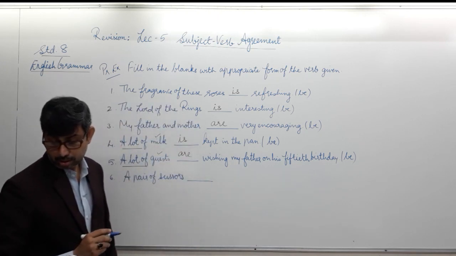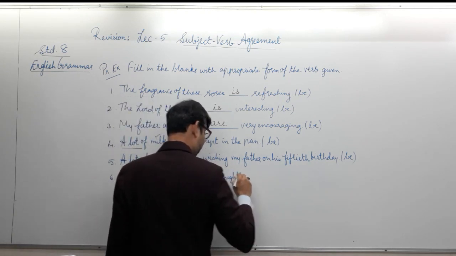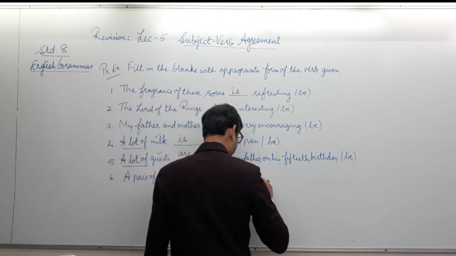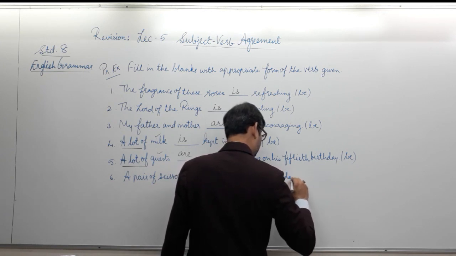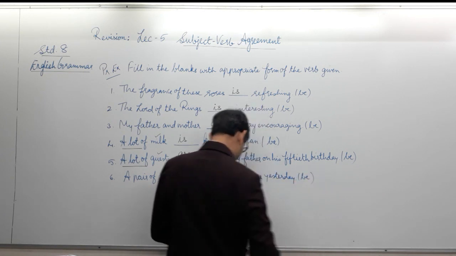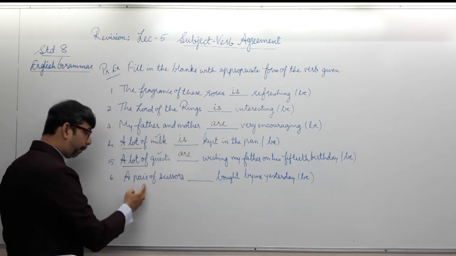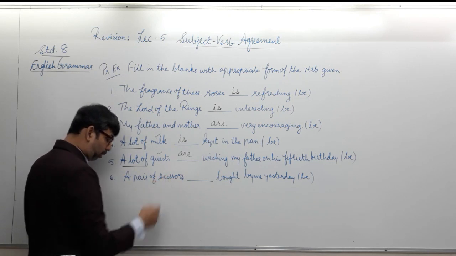A pair of scissors dash bought by me yesterday. Now be very careful with this sentence. Read the sentence very carefully. You will definitely observe something different from the other sentences. A pair of scissors dash. Again we are using the word a pair of scissors. We learned about the word scissors.